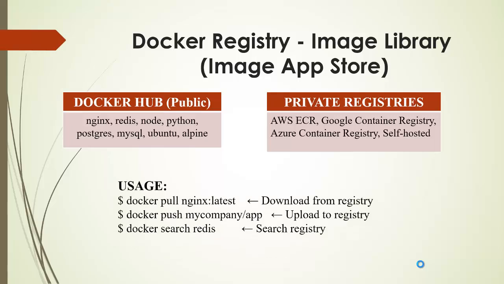Usage: docker pull nginx:latest downloads from the registry to our local computer. And docker push mycompany/app uploads to the registry, private or public. docker search is a command to search the registry, for example for Redis.